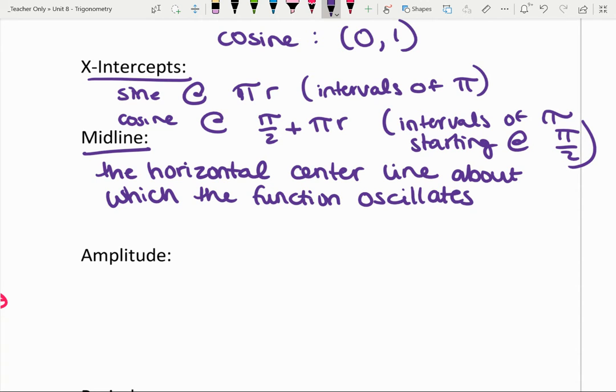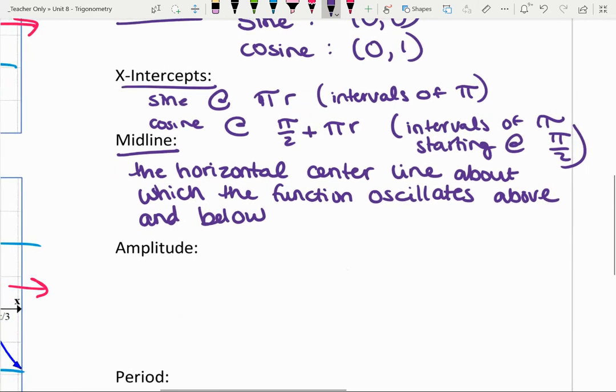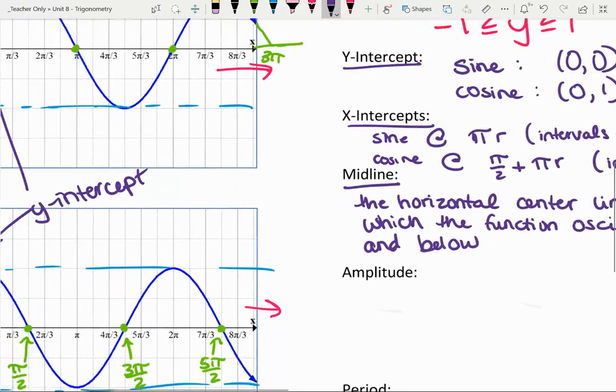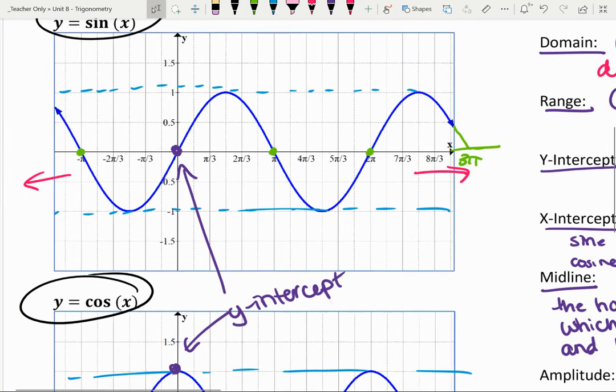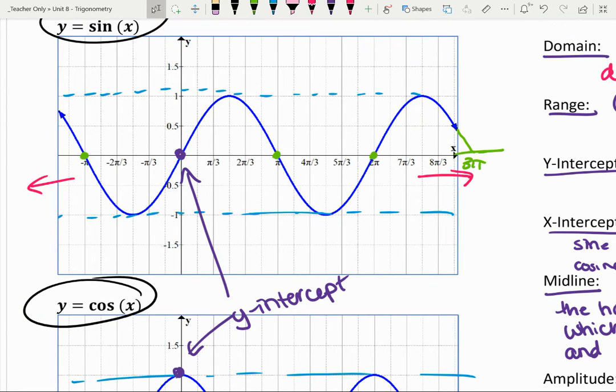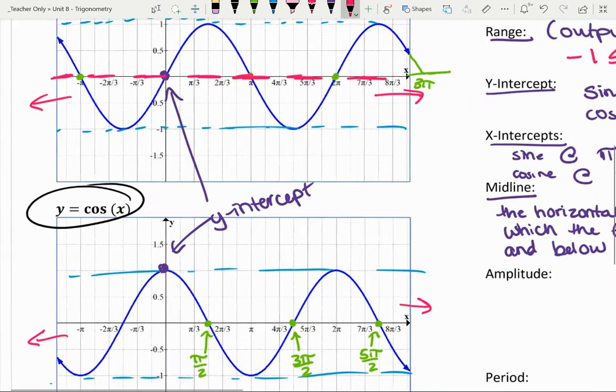So this horizontal center line about which the function oscillates above and below. So let's take a look at both of these graphs. Now the midline for both of these graphs is pretty straightforward to identify. If we think about a center horizontal line that the graph just goes back and forth across, for both of these graphs, it actually happens to be the x-axis.